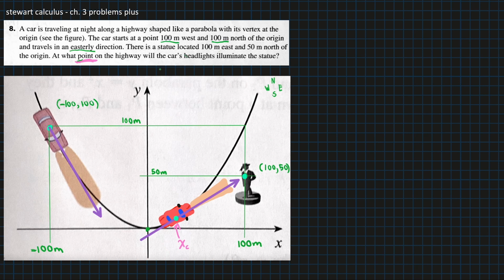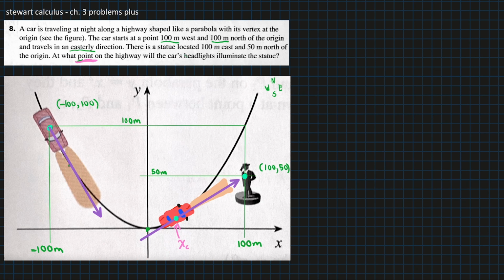The question is, at what point on the highway, remember that this car is tracing this parabola-shaped highway, will the car's headlights illuminate the statue? All right, how do we go about this? The key realization for this problem is that the car's headlights come straight out of the car. And the headlights follow the path of the tangent line to that point. So wherever the car is on the parabola, you can trace where the headlights go by the tangent line.